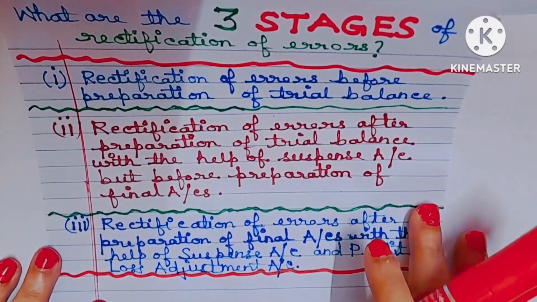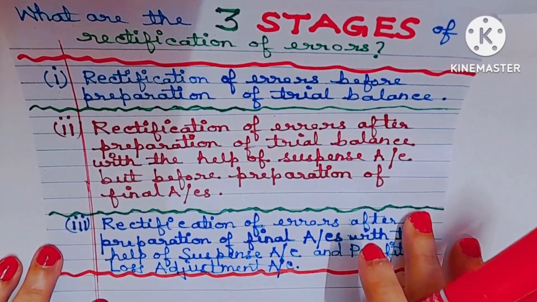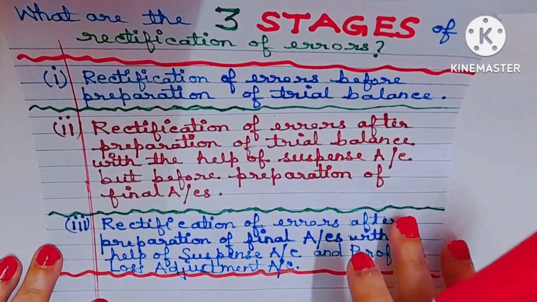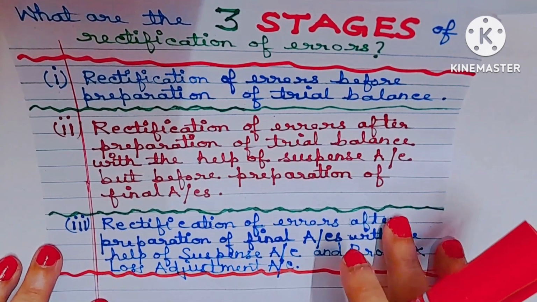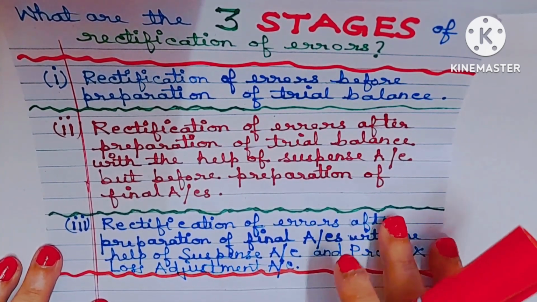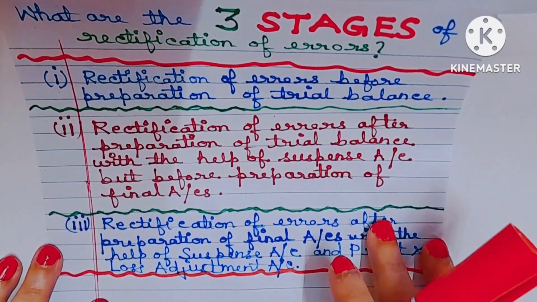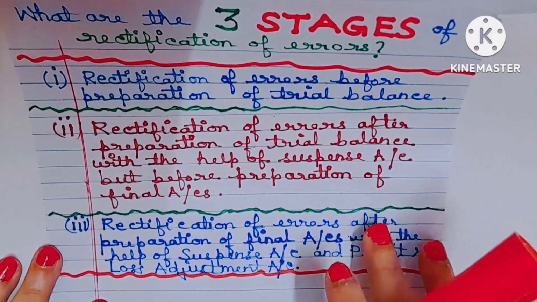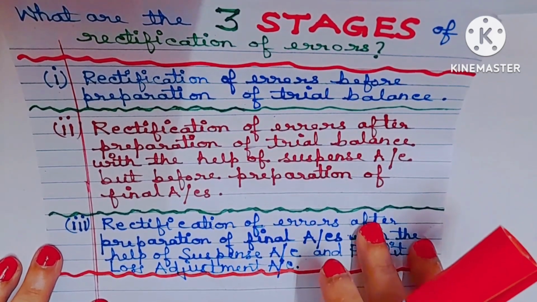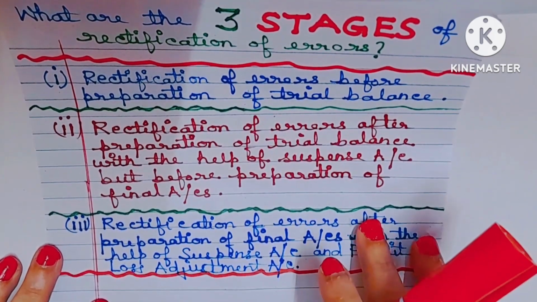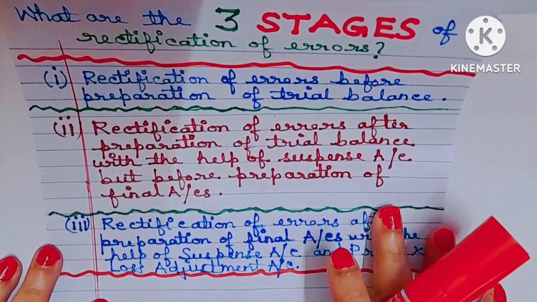Now, what is suspense account? When in spite of the best efforts, the trial balance does not tally or agree, the difference is put in a newly opened account named suspense account, and then the trial balance is made to tally. This is done to avoid delay in the preparation of final accounts.